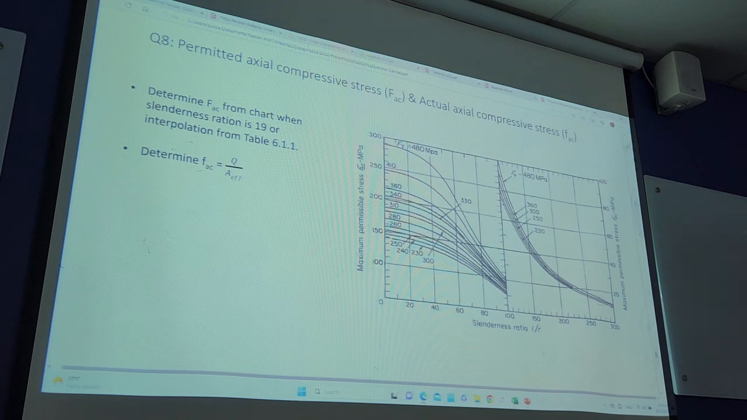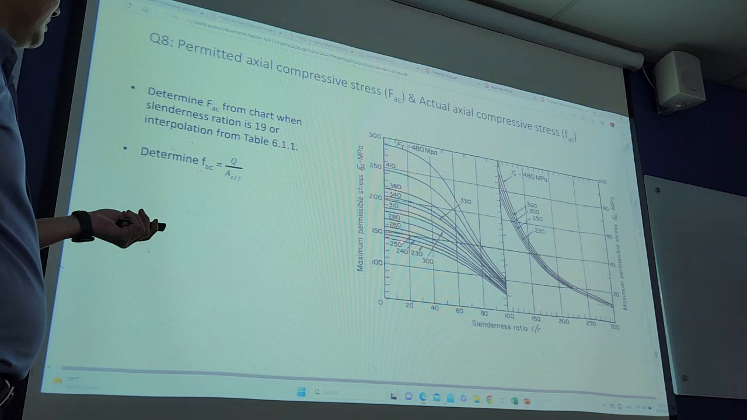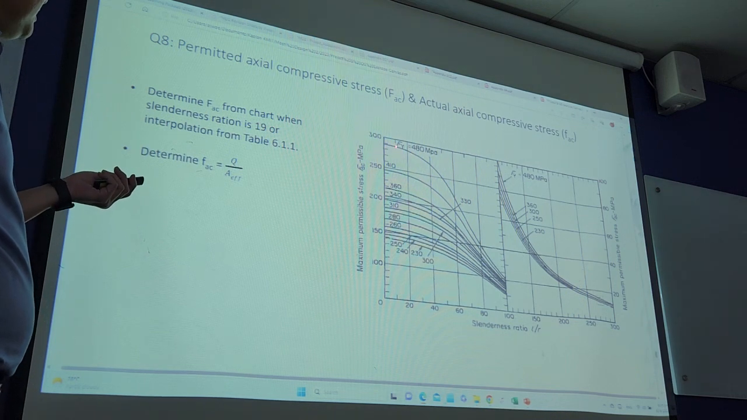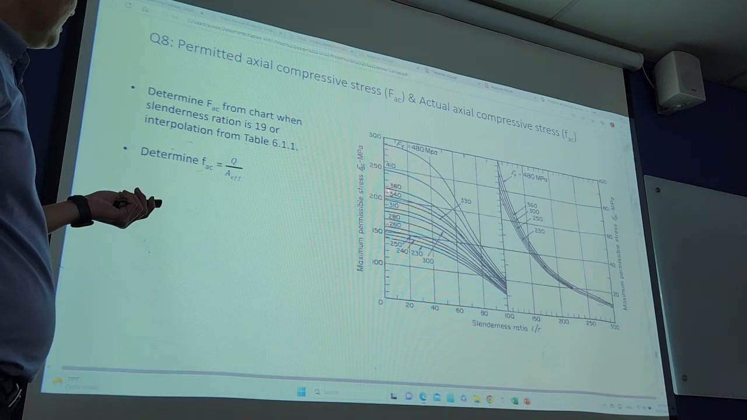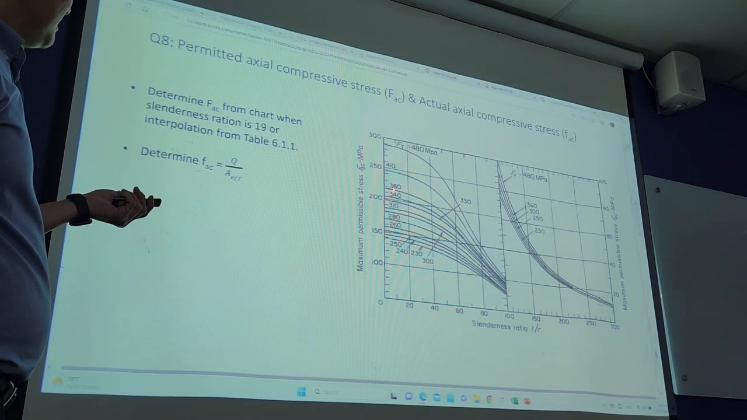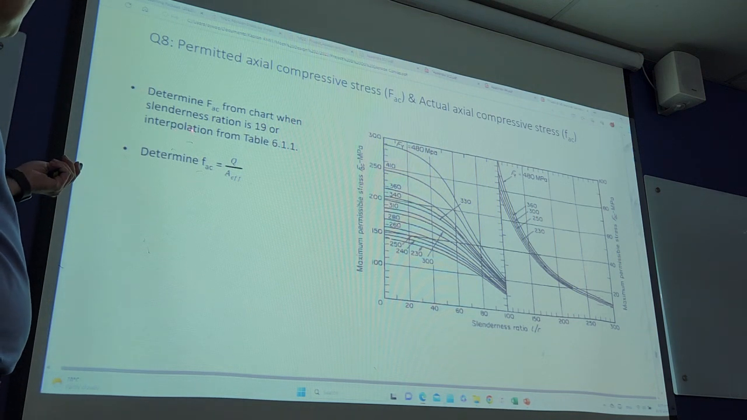For the permitted axial compressive stress, we have two ways to find this. One is using the chart, maximum permissible stress. Because our slenderness ratio just now we found out is 19, somewhere here, and our yield is 350, somewhere around here. Of course, this is a guessing estimation. If you follow interpolation, it will be more accurate.